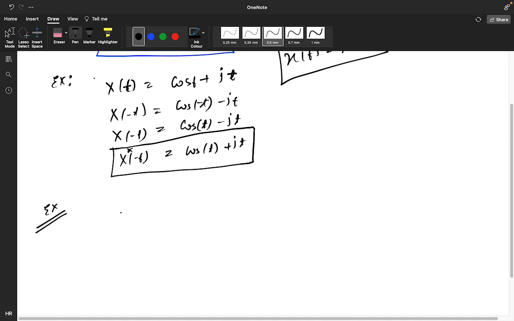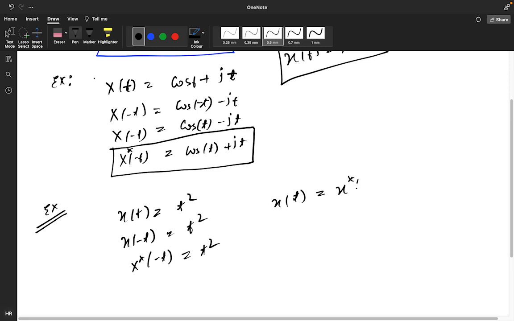The second example: suppose x of t is t square. Okay, so what will be x of minus t? t square only. And what will be the x conjugate of minus t? There is no imaginary term, so it will be t square only. So x of t will be equal to x conjugate of minus t. So every even signal is a conjugate symmetric signal.